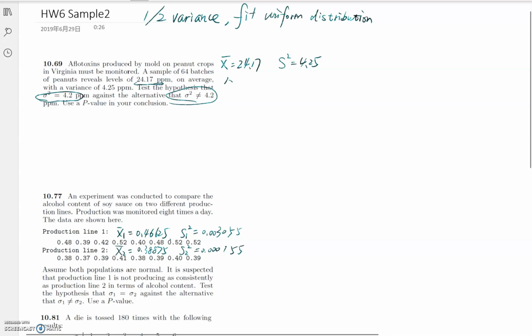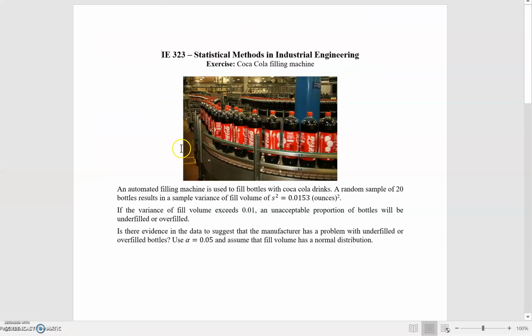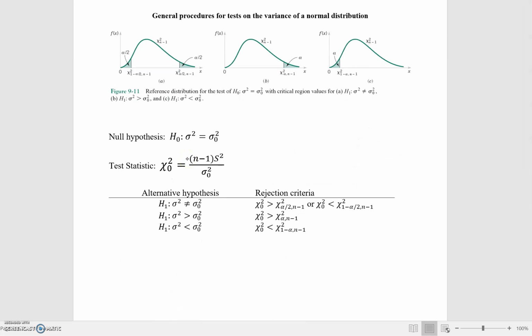So from the question we know the null hypothesis is sigma squared equals 4.2, and the alternative hypothesis is sigma squared doesn't equal 4.2. Then we need the formula to solve this problem: test of a single variance. We need the test statistic, this one. Then we have two rejection regions, on the left and right side.